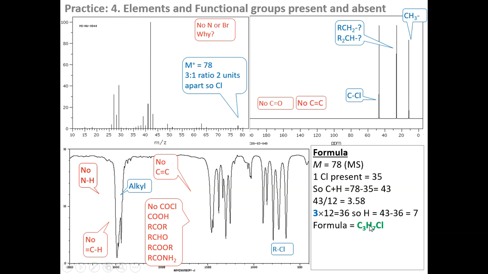So C3H7Cl is like C3H8 in terms of the formula. So in other words, CnH2n+2, which means it is a saturated compound. And that is confirmed in our spectra because we don't see any double bonds.